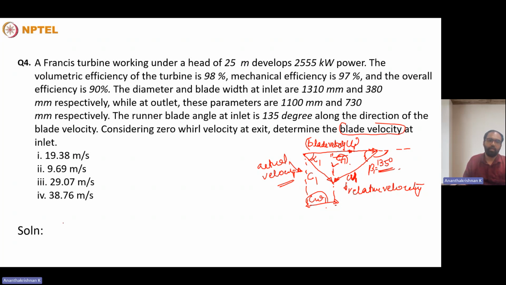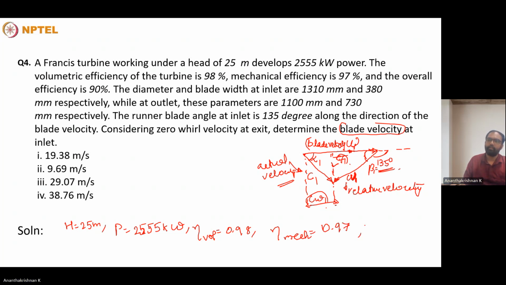So we can note down the important parameters that are given in this problem. The head is given as 25 meters. The power produced is given as 2555 kilowatt. Volumetric efficiency is given as 0.98. The mechanical efficiency is given as 0.97. Overall efficiency is given as 0.9.